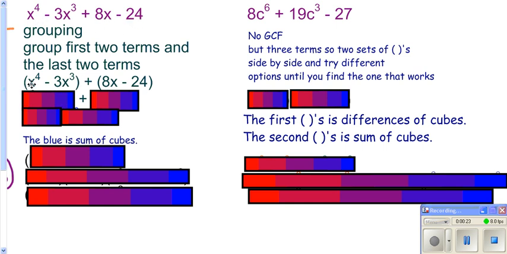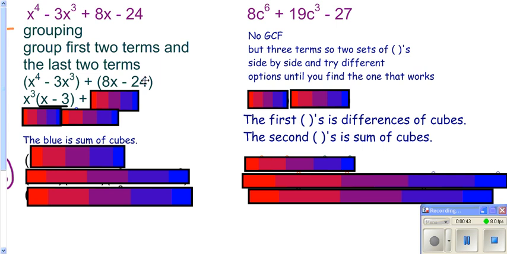Well, what can we pull out of the first two? They would both have an x cubed. We could pull that out. What would that leave us with in the parentheses? Well, an x cubed times an x gives us our x to the fourth. And an x cubed times a negative 3 gives us this. So we'd have that.